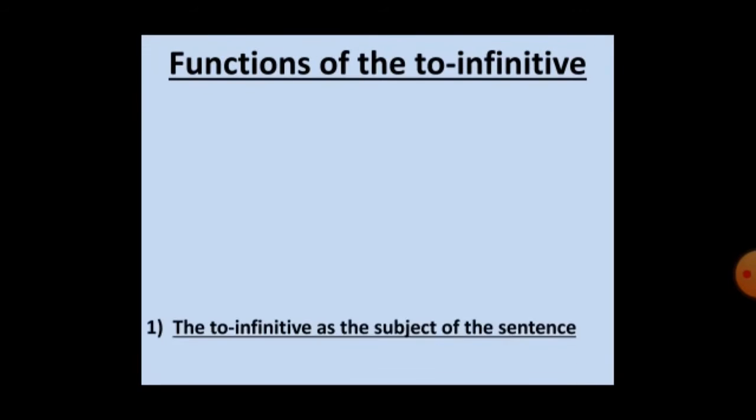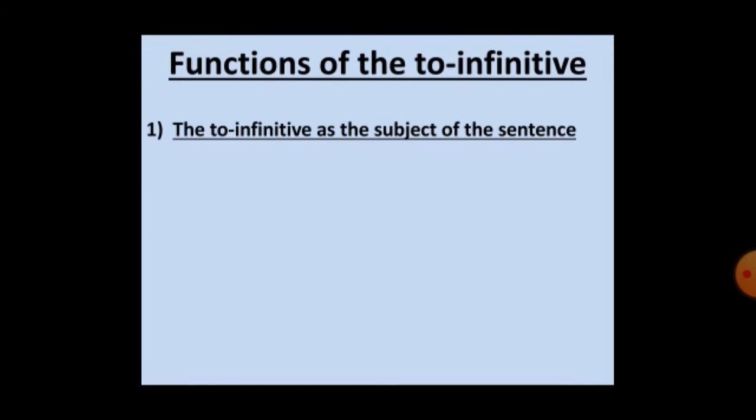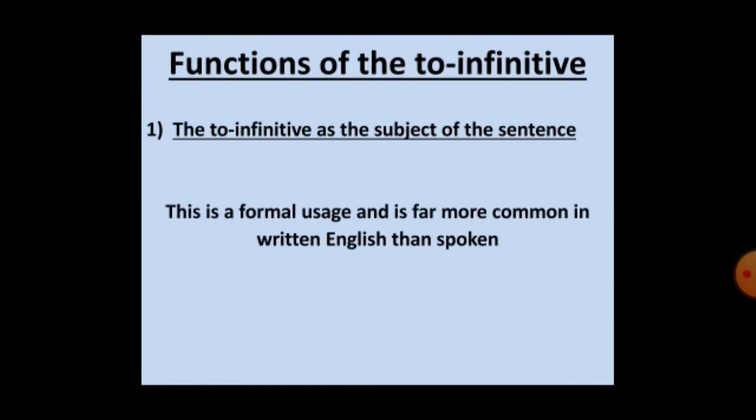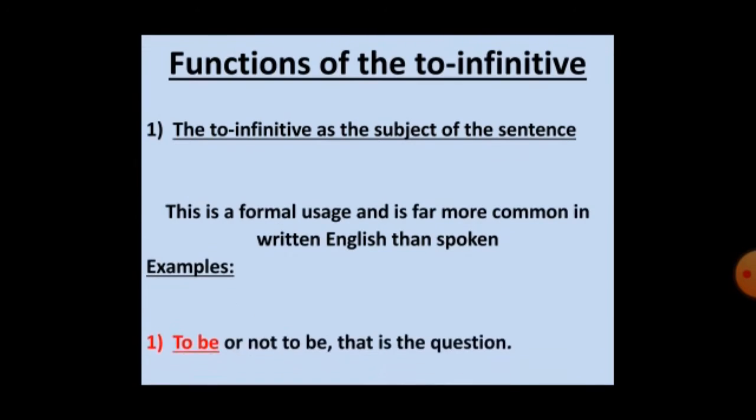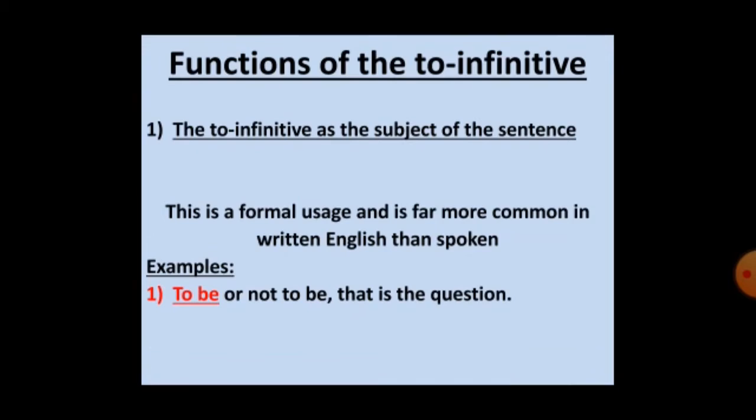Okay students, so now here comes the functions of to infinitive. The first function is we use to infinitive as a subject of the sentence. Okay students, so here comes example: to be or not to be, that is the question. So to be or not to be here plays the role of subject. To know her is to love her.